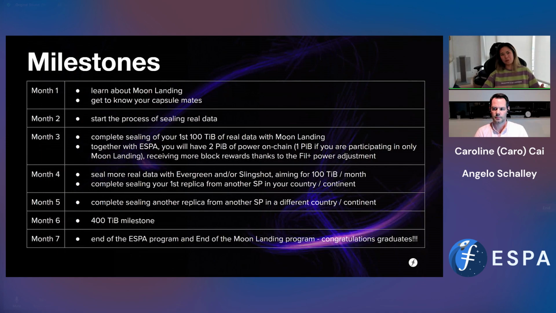We are encouraging you to store replicas so we are a better service as a whole ecosystem. And in month 5, we're encouraging you to make another replica with another SP. And in month 6 is when you hit the 400 TiB milestone. Month 7 is the end of the ESPA program and the end of the moon landing program. We are thinking of what kind of NFT tokens we could give out as a reward, or a souvenir at the end of the program, but that's still work in progress.